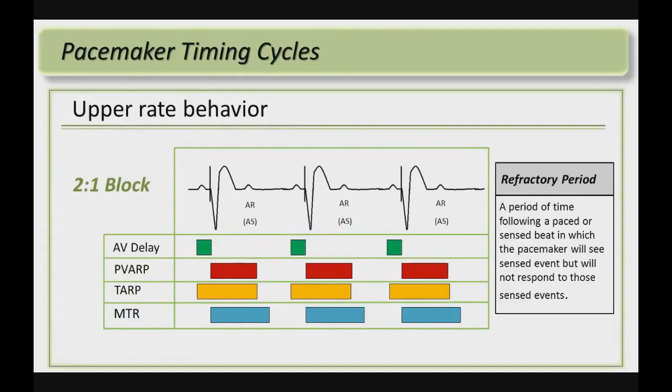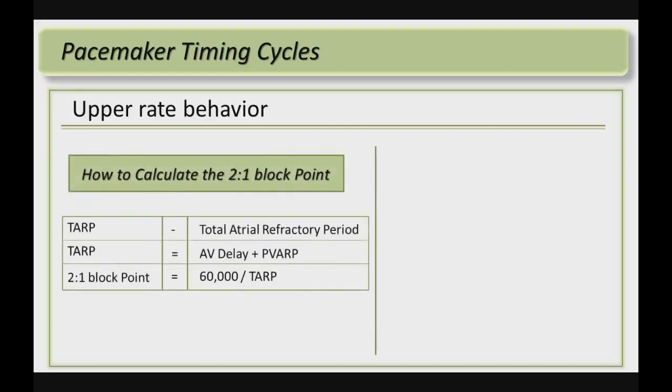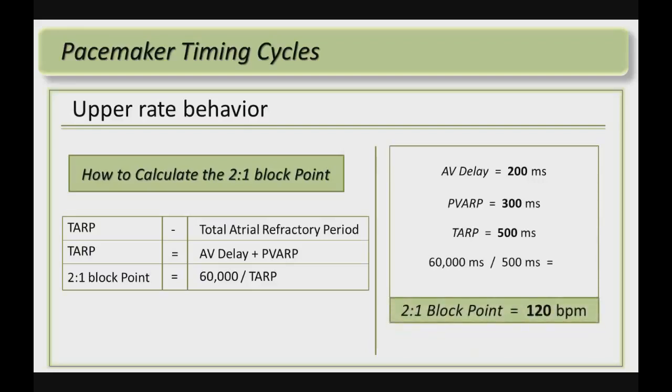The one good thing about 2-to-1 AV pacemaker block is that it's really easy to figure out exactly when it will happen. Remember, the TARP is the total atrial refractory period and is the AV delay plus the P-VARP. The way we calculate the 2-to-1 block point is we simply take 60,000 milliseconds and divide it by our TARP. Let's go through a couple of quick examples. Let's say you have a pacemaker programmed with an AV delay of 200 milliseconds and a P-VARP of 300 milliseconds. That gives us a TARP of 500 milliseconds. So we take 60,000 milliseconds and divide it by 500 milliseconds, and that gives us a 2-to-1 block point of 120 beats per minute.